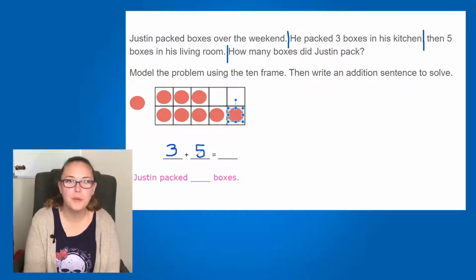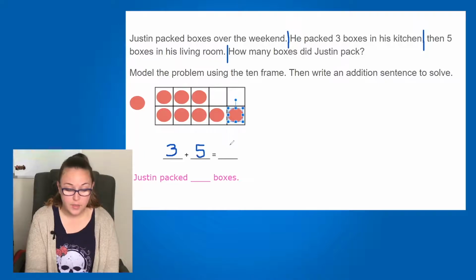And can you tell me what 3 plus 5 is? That's right, 3 plus 5 equals 8. So Justin packed 8 boxes.